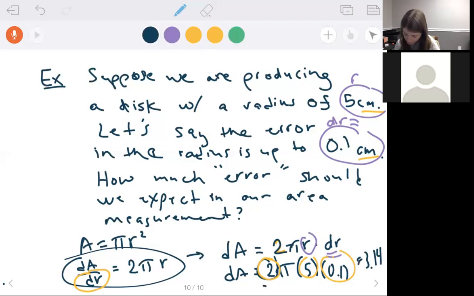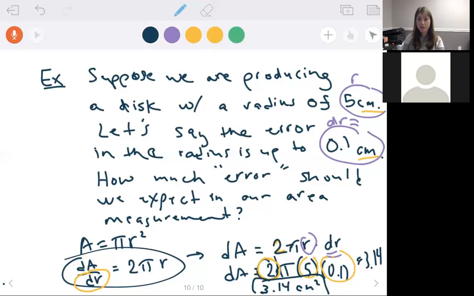And your differential for your area is 3.14. Now be careful here. It's 3.14, but it's not just centimeters, it's square centimeters because our area units matter. So what this is telling me is I could expect up to about 3 square centimeters off in my materials. Because if you're trying to figure out, I know I miscalibrated, how much more material am I going to use up? If you're consistently getting too big of a radius, you're going to consistently use too much material.